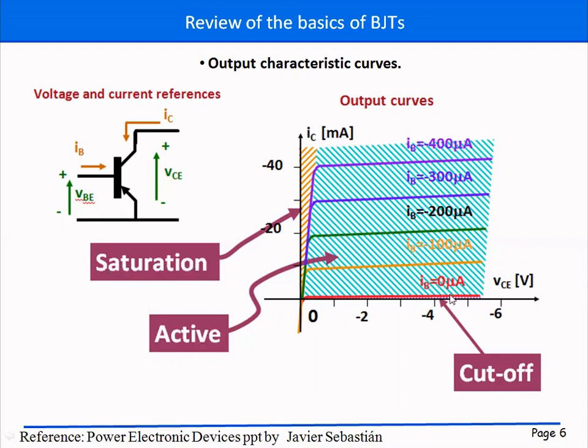We know that to use the transistor as a switch, we must operate the transistor in the cutoff region and the saturation region. And when the transistor is used as an amplifier, you need to use the transistor in the active region.